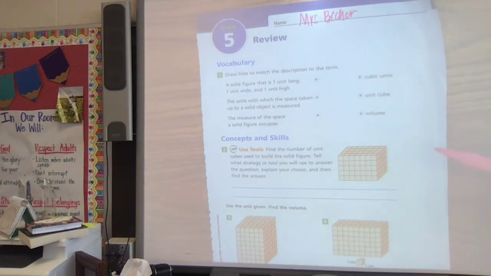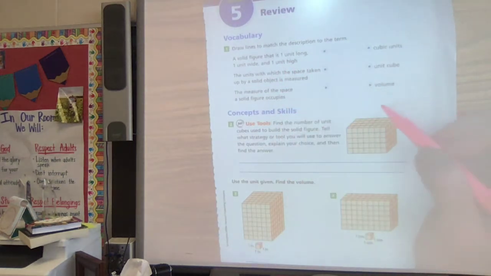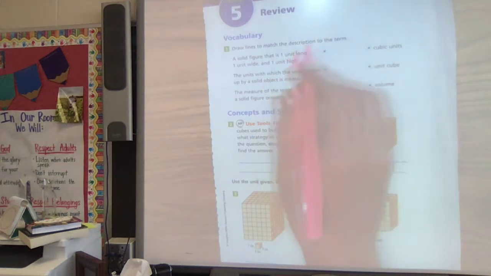All right, so first we're going to review our vocabulary. We only have 3 words. Cubic units, which just means a cube. Unit cube, it's just 1, and volume. We know what that is. We talked about it all week. So let's do 1 together, and then I'm going to get you to do the other 2 by yourself.